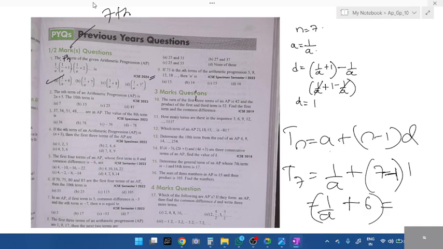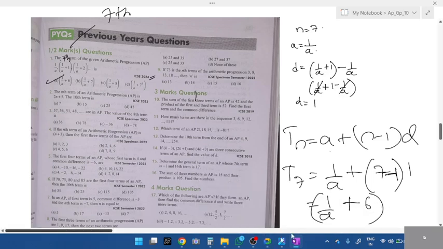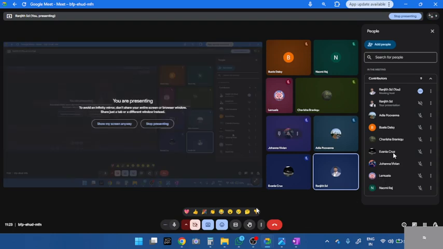Shall we do the next one? Second question. A by 1 plus 6. Lemula completed. Ivania, Adya. 2, 3, 4.